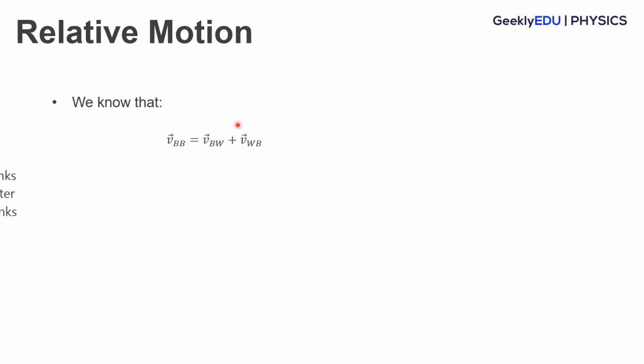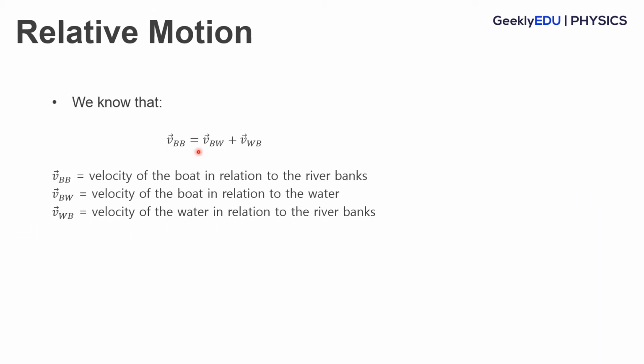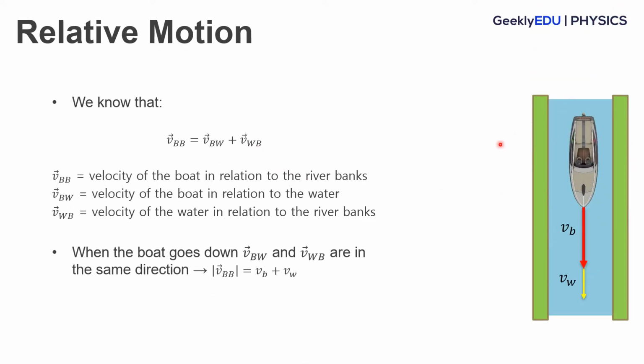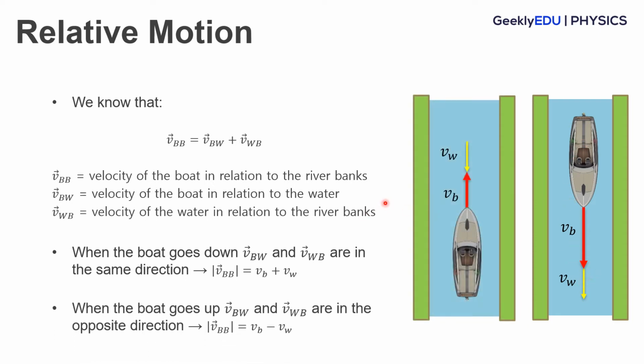So we know that the velocity of the boat in relation to the riverbanks equals the velocity of the boat in relation to the water plus the velocity of the water in relation to the riverbanks. To make things a little bit easier, let's think into this drawing here. When the boat goes down the river, the velocity of the boat in relation to the water and the velocity of the water in relation to the riverbanks are in the same direction. So we have the velocity of the boat plus the velocity of the water. Using the same logic in the opposite way, now the velocity of the boat is in the opposite direction of the velocity of the water. So we subtract these two velocities, and in the first case we add the two velocities.